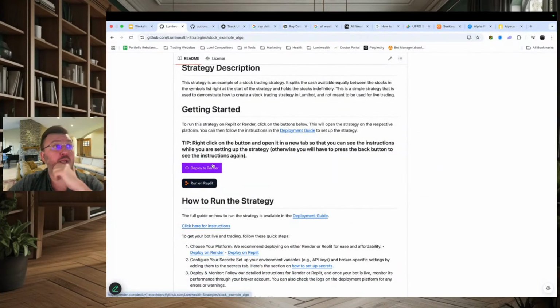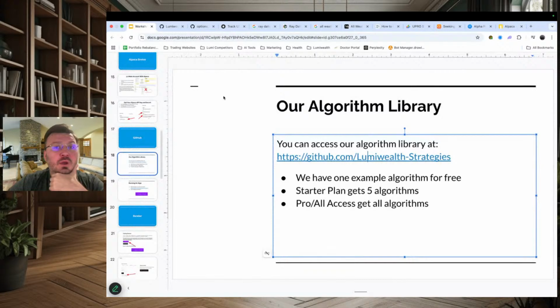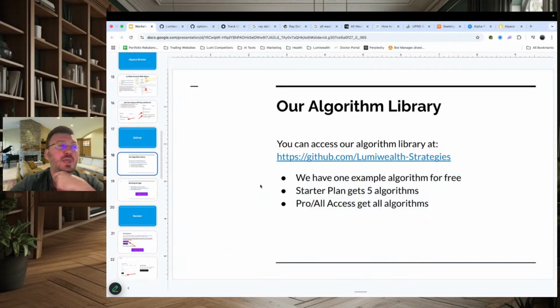That's what we're going to be working here. Okay. All right, so there's our algorithm library. Some points. We have one example algorithm for free, which I showed you, right? Our starter plan, you get 5 algorithms, and if you're on a pro or all access plan, you get all of the algorithms that we have, right?